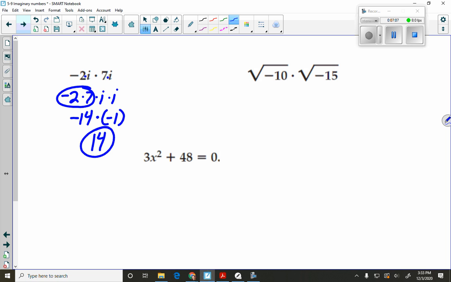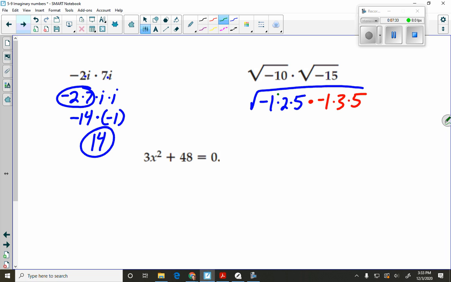What else can I do? Okay, so I got square roots. Now the temptation is to put these together and multiply them to get the square root of 150. Don't do that. Make one big square root, but split it: negative 1 times 2 times 5, times, you can put them under the same root, that's fine, negative 1 times 3 times 5. Now, pull out your pairs.